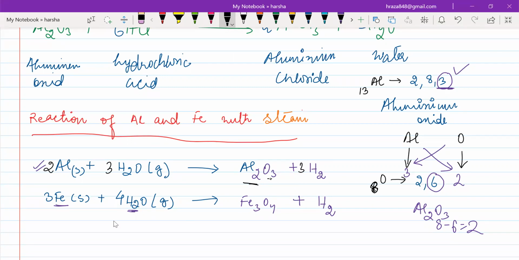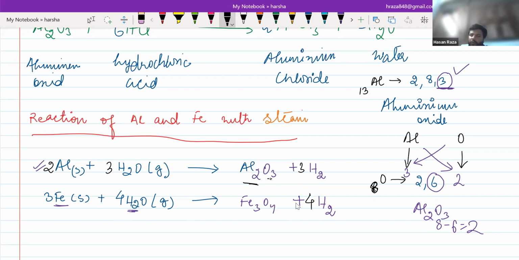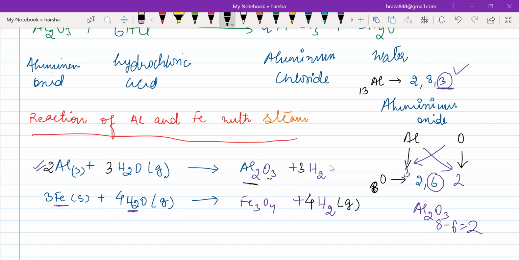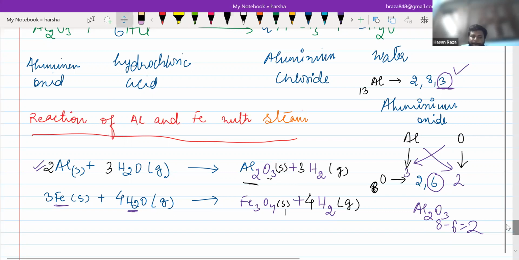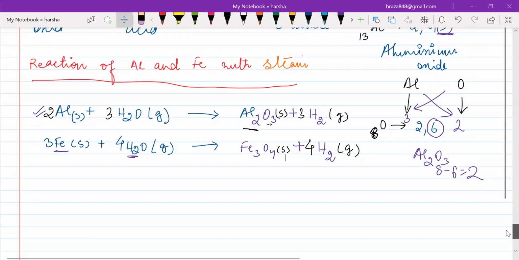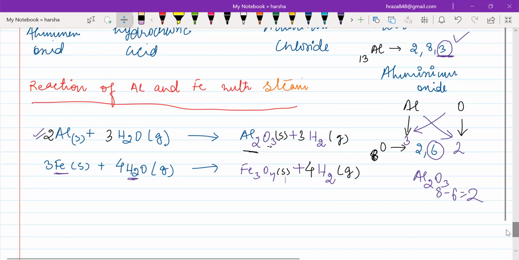Is this your answer? Again, 3Fe, Fe3O4, 4H2O, and you can see the hydrogen will be 4H2. Yes or no? Yes, sir. This will be in gaseous state, solid state. Now moving to the next part. Can I change the slide? We have to write this only for the reaction of aluminium and Fe. Yes, 1 minute. Okay, no problem.